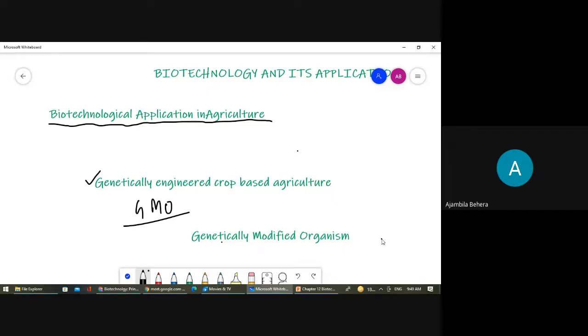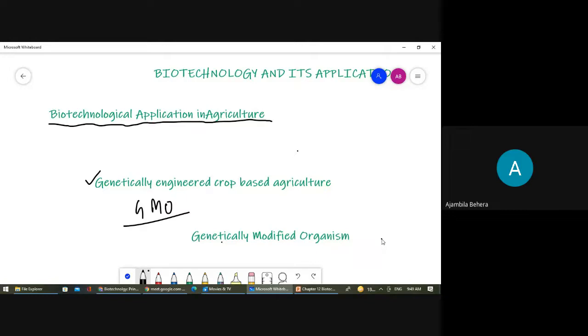So different organisms, for example, Rosie the cow, BT cotton, BT brinjal, golden rice. So many such organisms are there. These organisms are generally called genetically modified organisms. So why are they so called? Because their genes are modified.